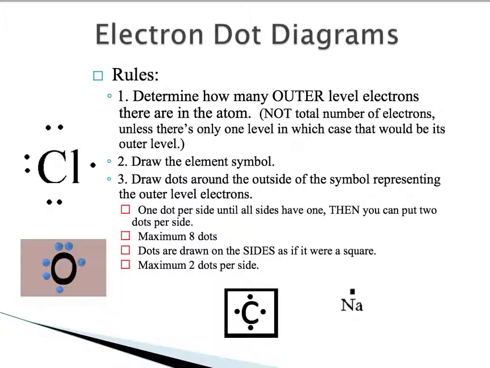It may be able to have a maximum, like the third level can have 18 electrons maximum, but if it's the outer level, it's not going to have 18 ever. It's always only going to have a maximum of 8. Okay, so we never ever draw more than 8 dots in these diagrams.